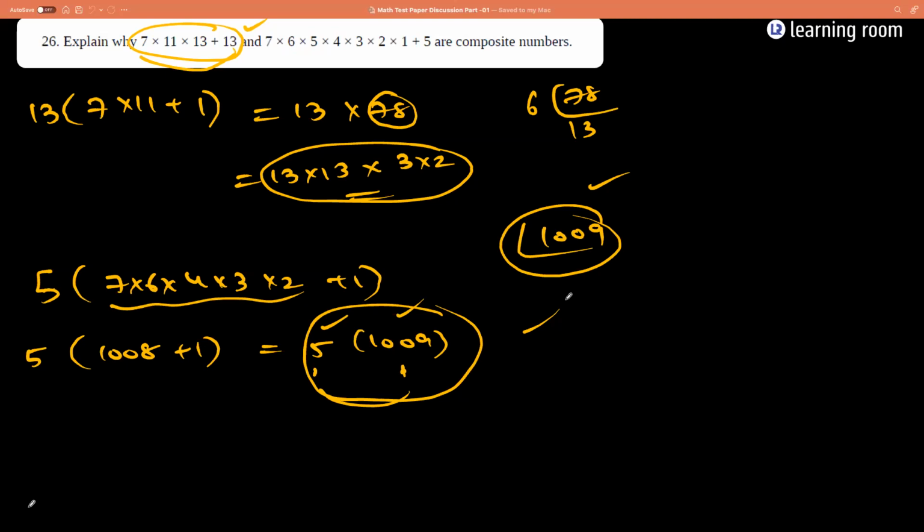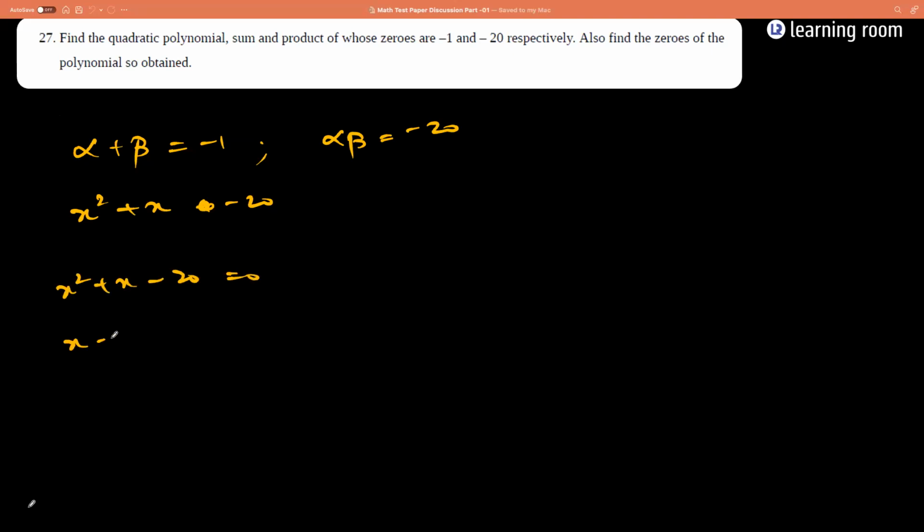Right? Yes. Next. Find the quadratic polynomial whose sum and product of zeros are -1 and -20 respectively. Also find the zeros of the polynomial obtained. So sum of the zeros is -1. Product of the zeros is -20. So what will be the polynomial? x square plus x minus 20. So this is the quadratic polynomial. Find the zeros of this. x square plus x minus 20 is equal to 0. So (x plus 5) into (x minus 4) is equal to 0. x will be -5 and 4.